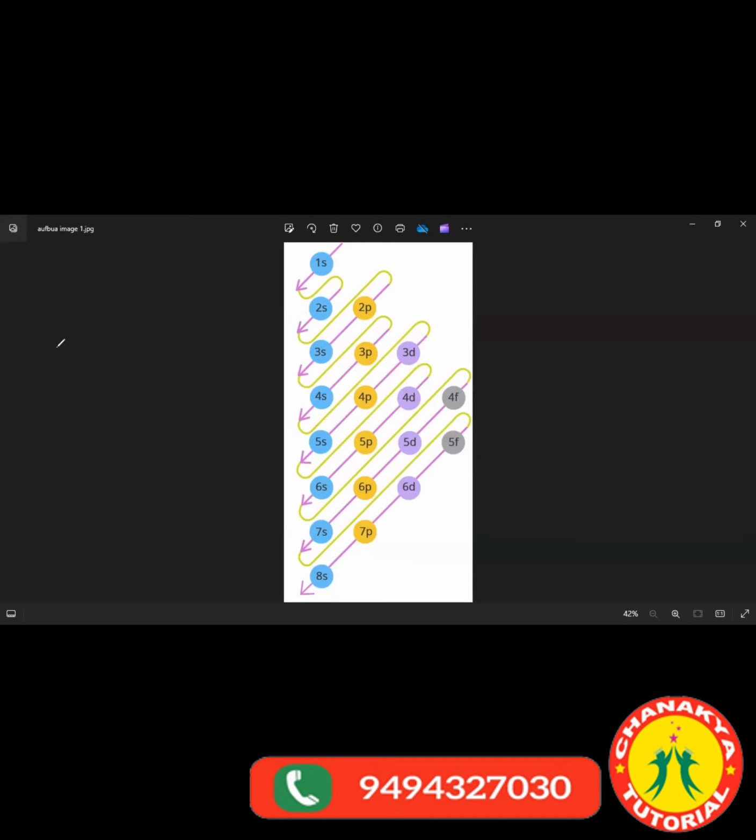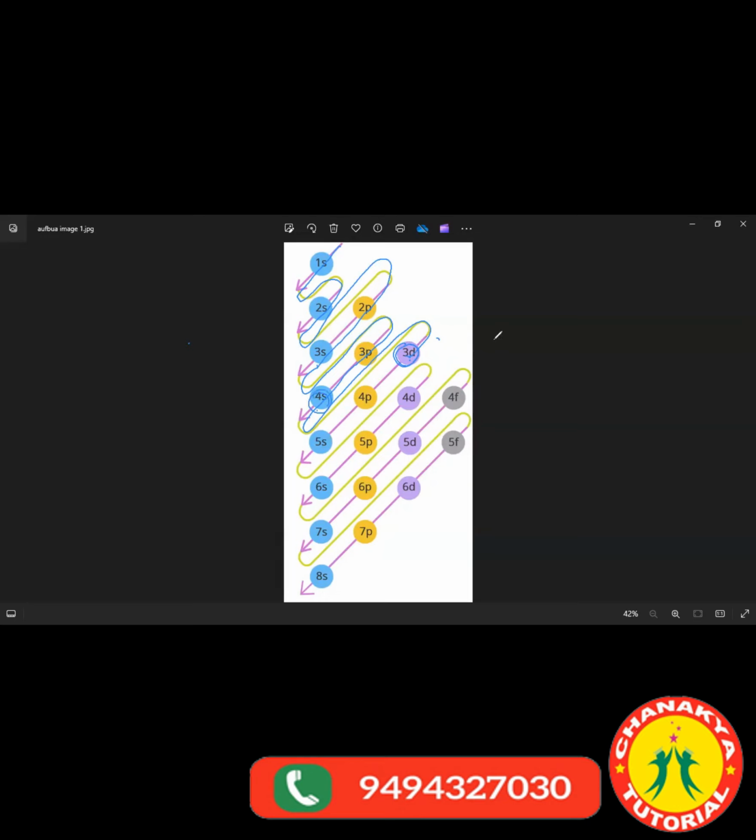You can check this. In this way, if you start from 1s, you will go to 2s. After 2s, you go to 2p. From 2p, again you get to 3s first. You won't go to 3p directly, okay? 3s, then 3p, then 4s, then from 4s again 3d. 4s will fill first after 3p, and then the 3d will fill, because the energy of the 3d orbital is more as compared to the 4s orbital. Because of that, it happens.